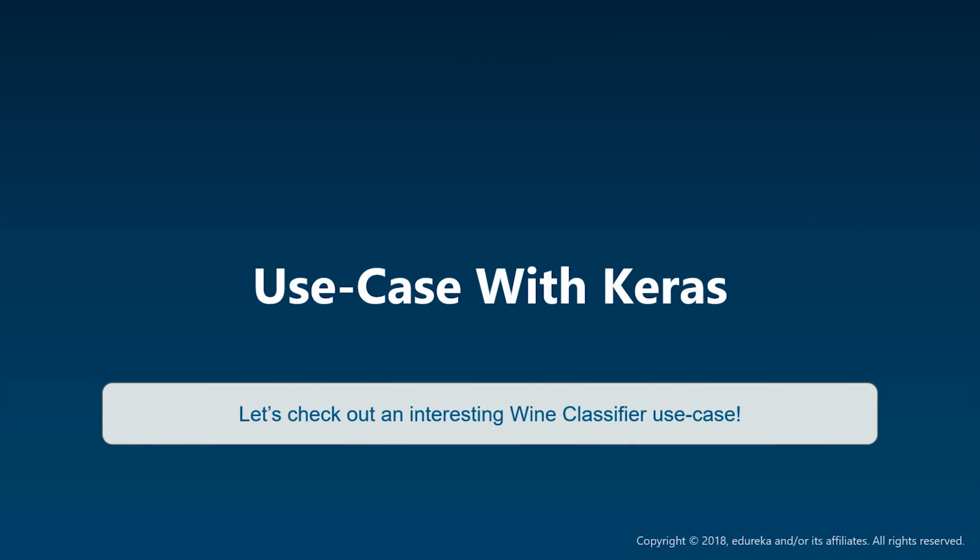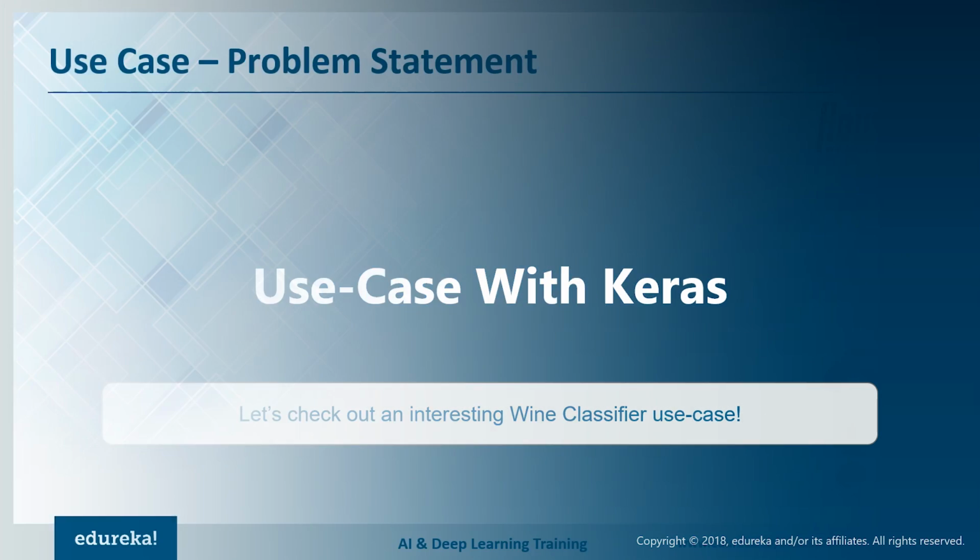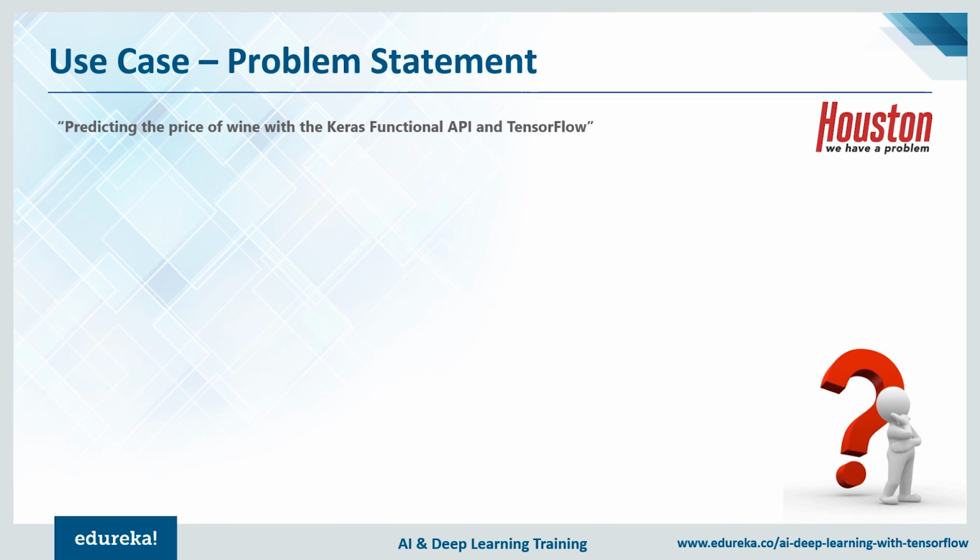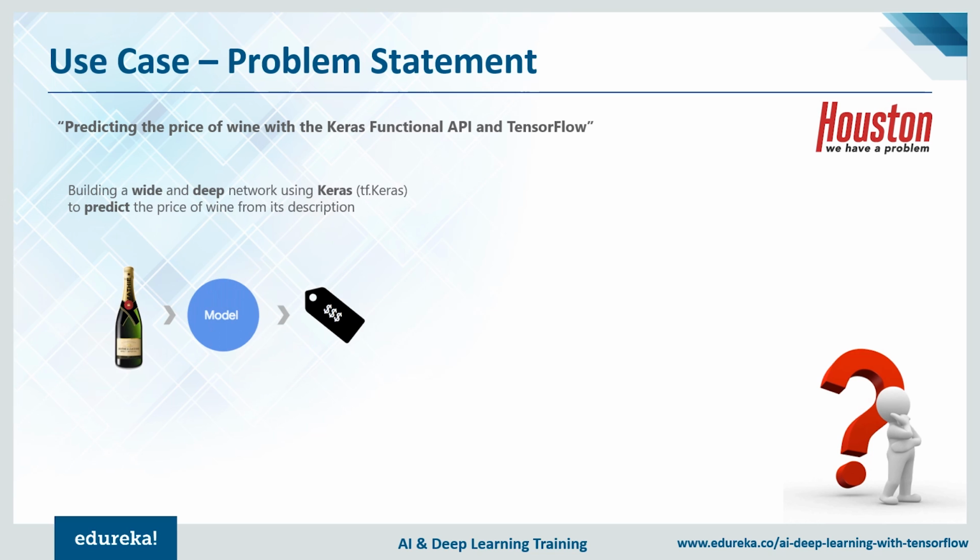And now, guys, let's spice things up a bit. I'm sure you guys were curious about the use case, so let me walk you through the entire thing. Well, we'll be checking out a wine classifier in this use case, so let's begin by checking out our problem statement. So we're trying to predict the price of a bottle of wine just by knowing the description and the variety of wine. Well, we can work this out with the Keras functional API and Tensorflow.